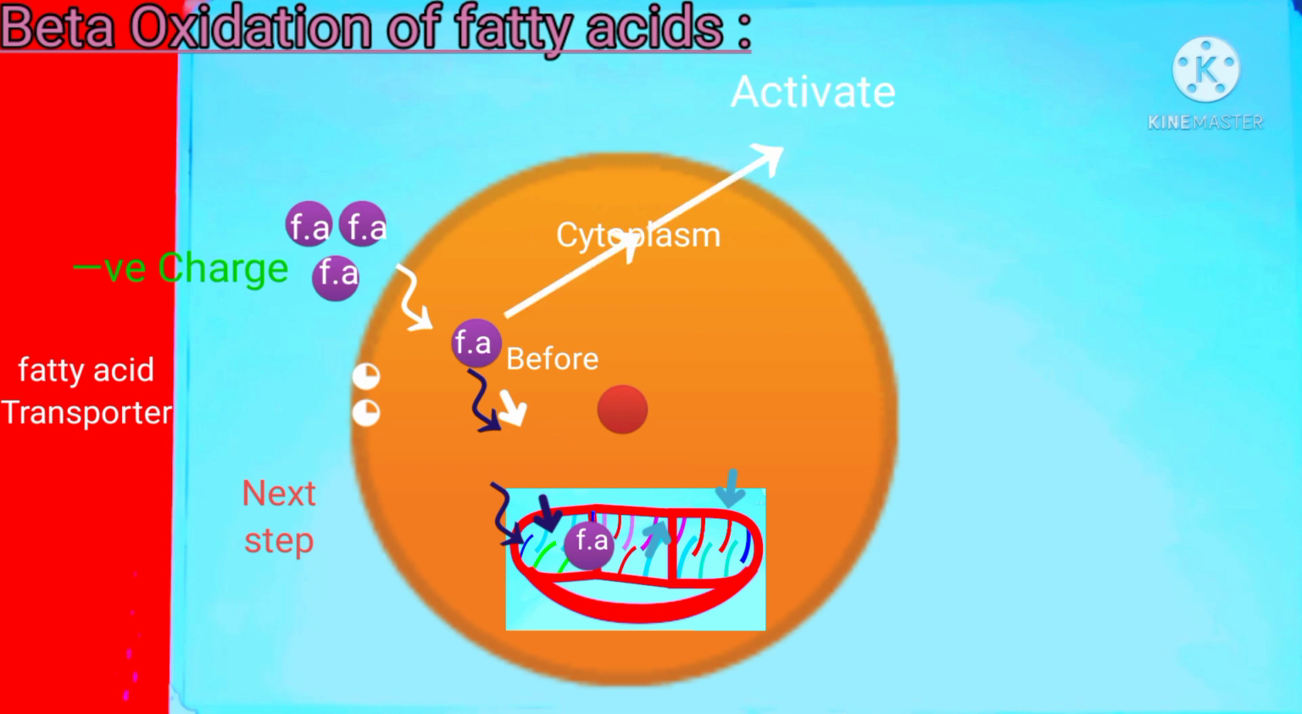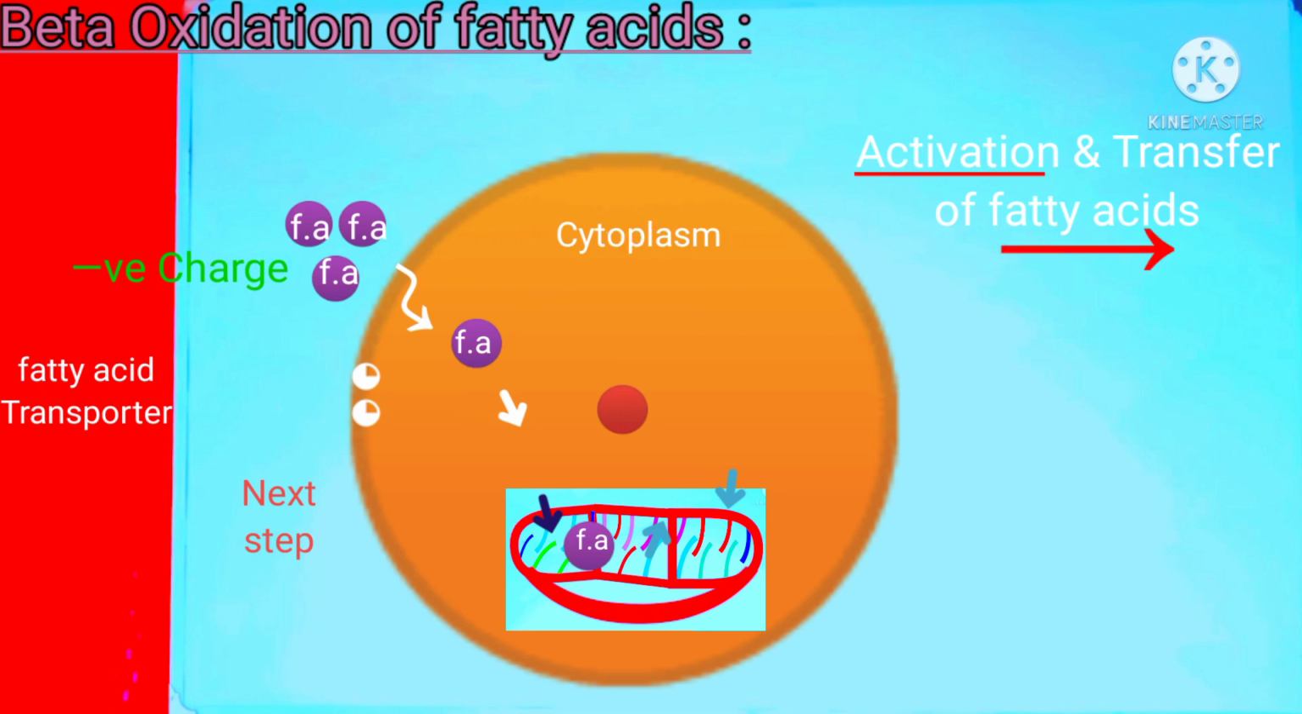Next, we study the activation and transfer of free fatty acid. Therefore, first we see the fatty acid activation. A free fatty acid must be converted into its active configuration, acyl CoA, because acyl CoA is the only type which can be metabolized in the mitochondrial matrix.